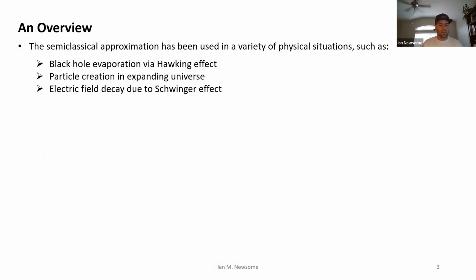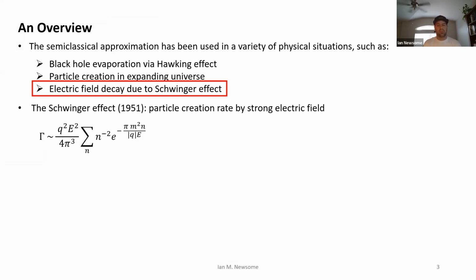Okay, so the semiclassical approximation, generally speaking, treats one aspect of a system classically and another aspect quantum mechanically. This has been used in a wide range of physical situations, some of which I list here. The one relevant for the project here is the decay of an electric field due to the Schwinger effect. The Schwinger effect is a phenomenon by which particles are created by a strong electric field.